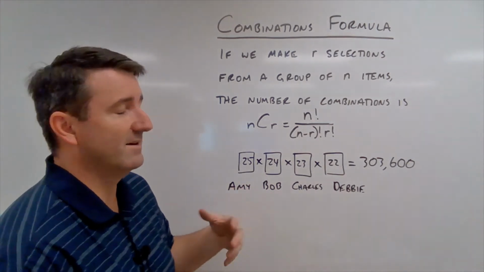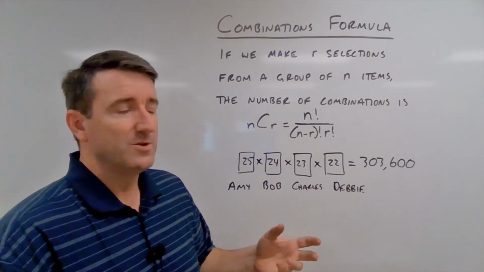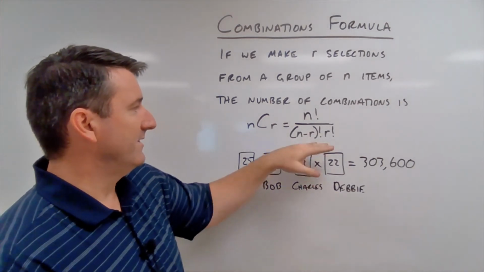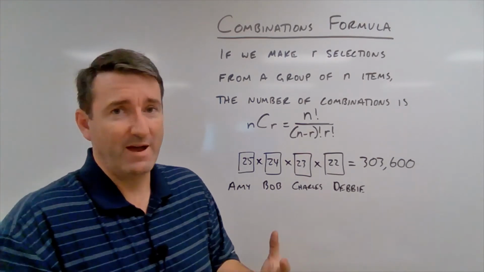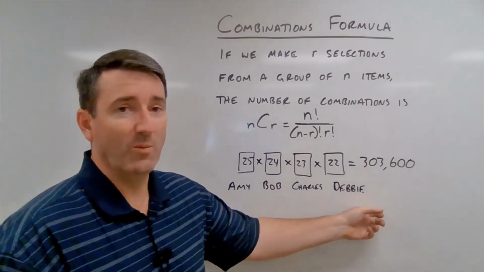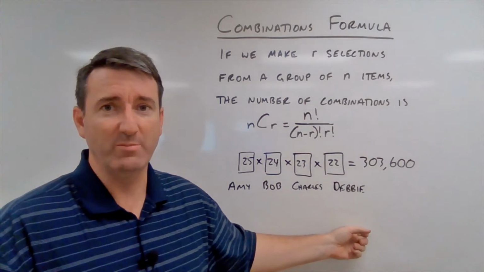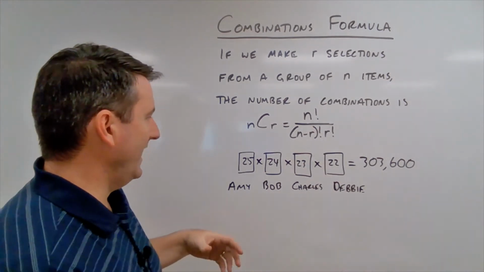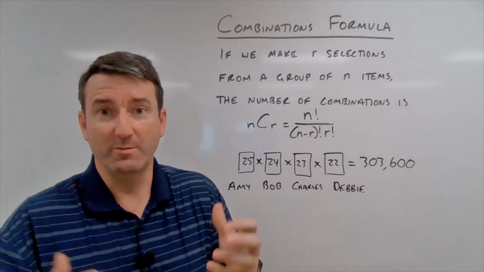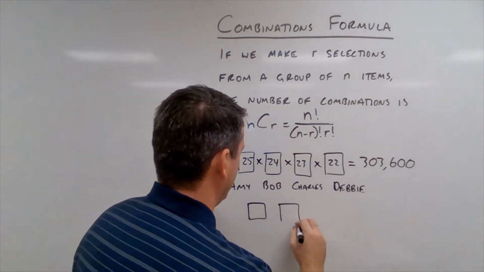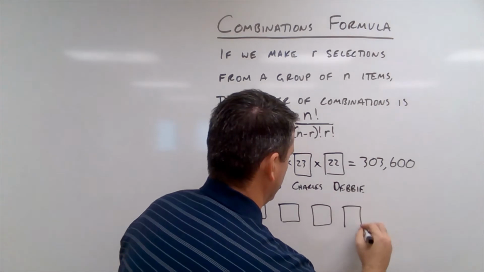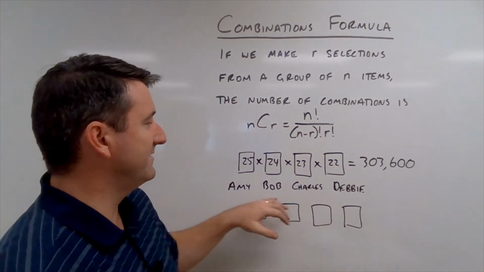If order doesn't matter, that's the same group. So we've overcounted the number of combinations that we need. And how much did we overcount this? Well, how many different ways could we arrange these 4 people into different permutations?